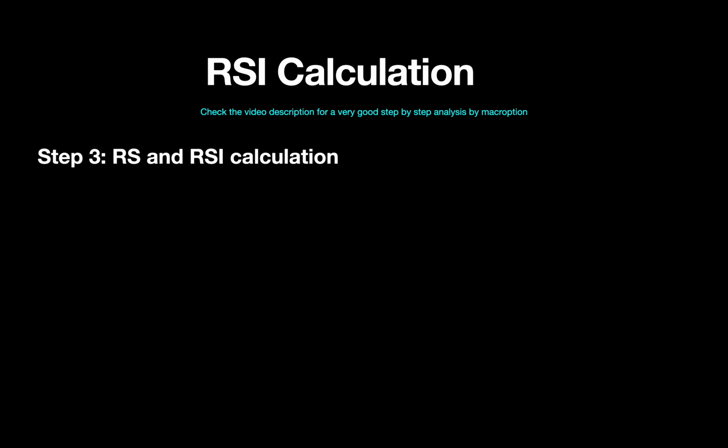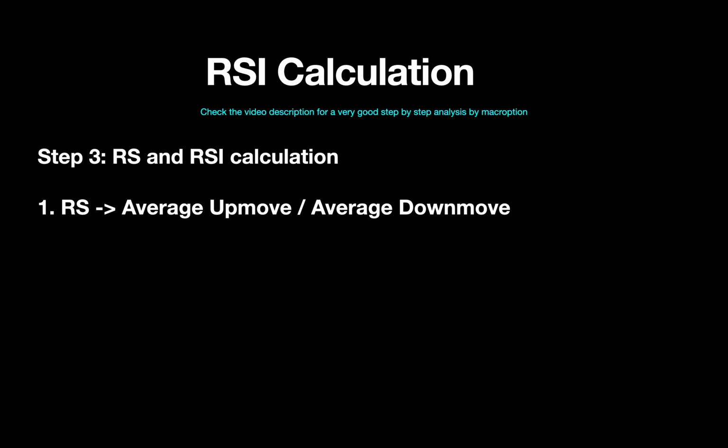In the last step, we are just calculating RS and RSI. RS is defined as the average of the up moves divided by the average of the down moves. And then we're just taking the RSI formula, which is 100 minus 100 divided by 1 plus RS. So let's code that in Python.